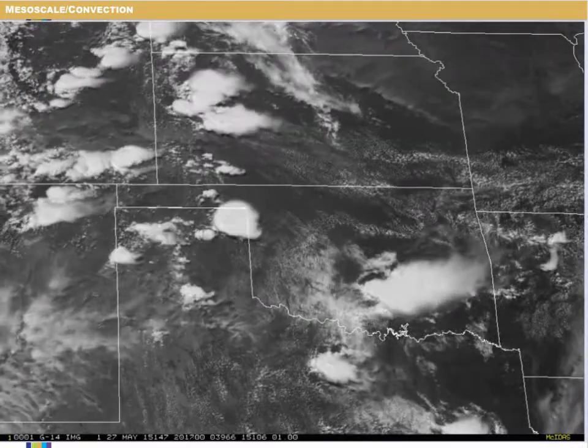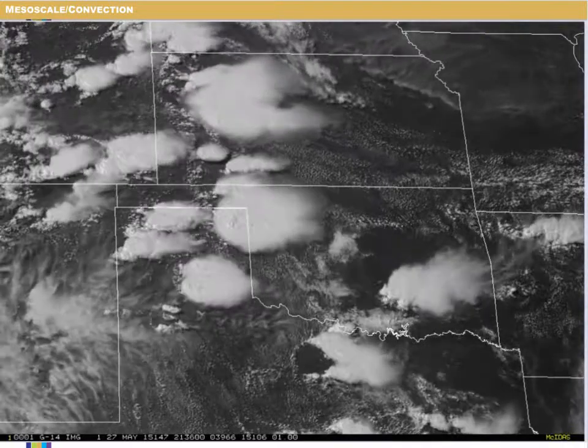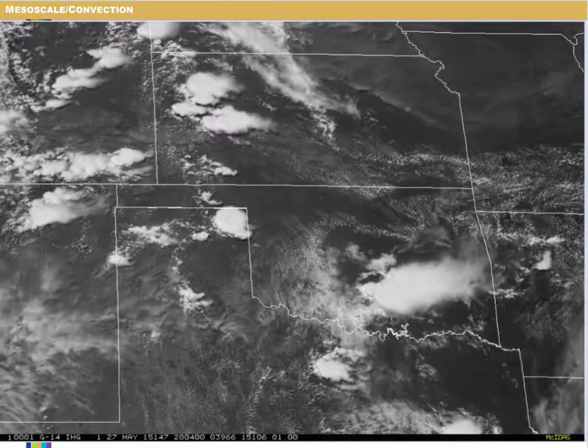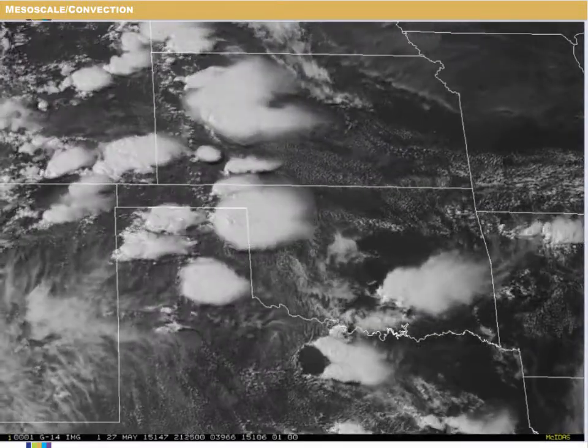When analyzing boundaries, it's important to keep in mind storm motion relative to the boundary to assess if the storm rides along the boundary or crosses the boundary towards a more stable air mass.